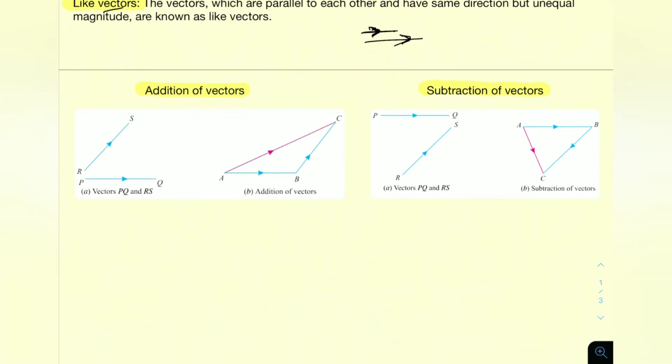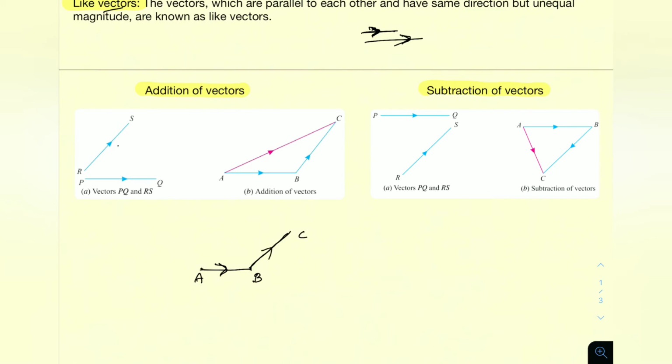Suppose PQ and RS are two vectors, and we have to add these vectors. In order to add the vectors PQ and RS, we draw AB, parallel to PQ, to some scale. Then, starting from B, we draw a vector BC, which is parallel to RS and to some scale of RS. So like this we have drawn it now.